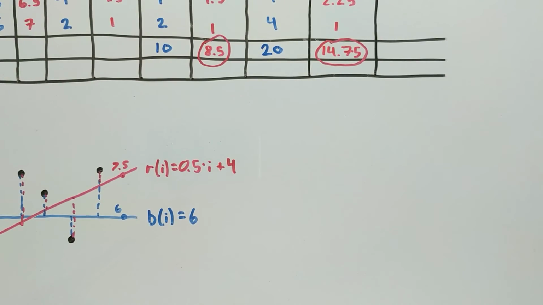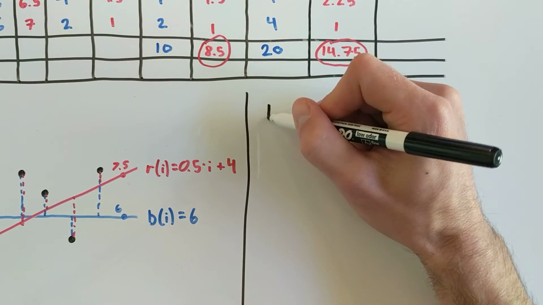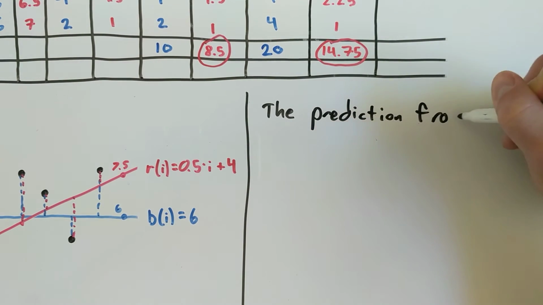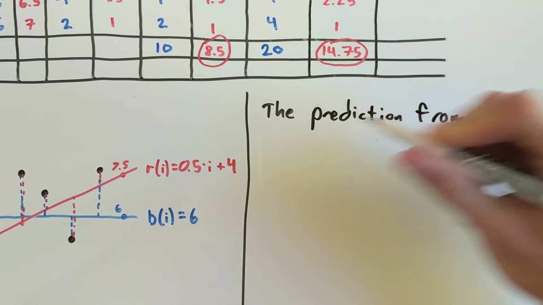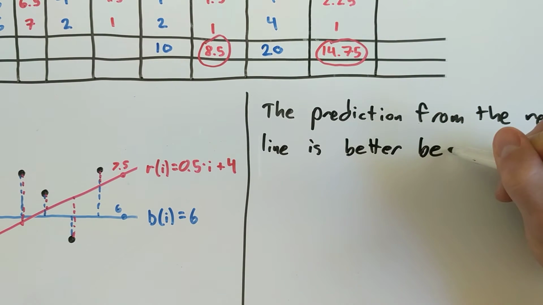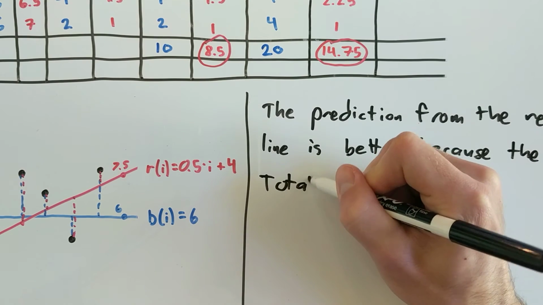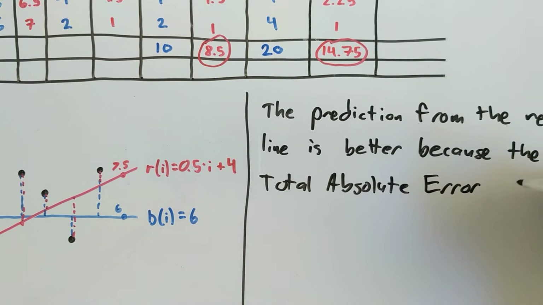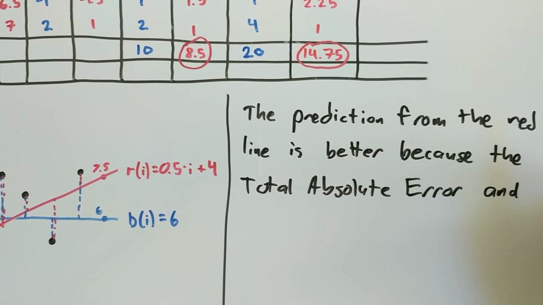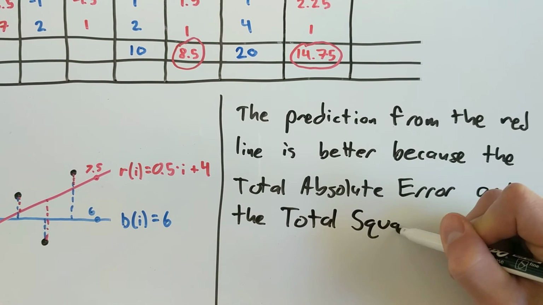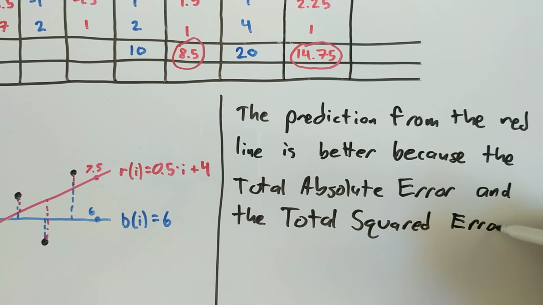So I'll go ahead and write out that the prediction from the red line is better because the total absolute error and the total squared error are smaller.